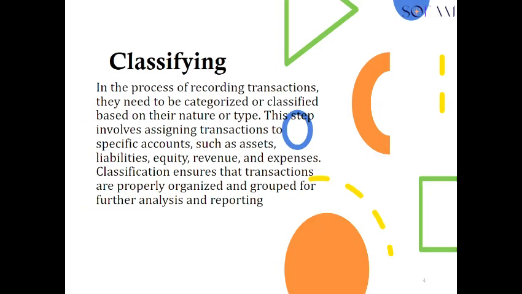So the second process is classifying. Now, in the process of recording the transactions, they need to be categorized or classified based on their nature or by their type. And this step involves assigning transactions to a specific account, such as assets, liability, equity, revenue, and expenses. So the purpose of classification is to ensure that transactions are properly organized and grouped for further analysis and reporting.